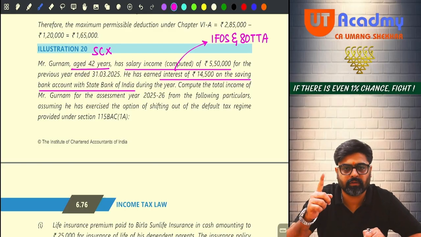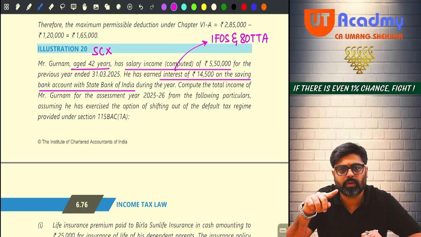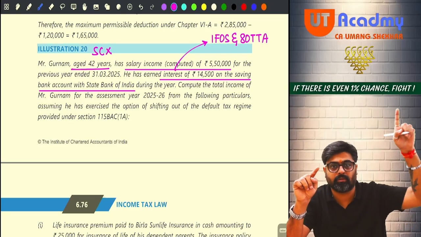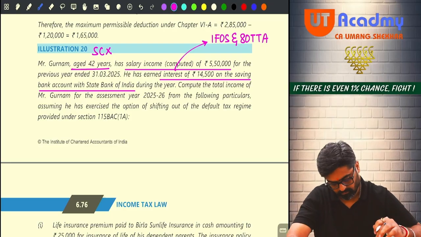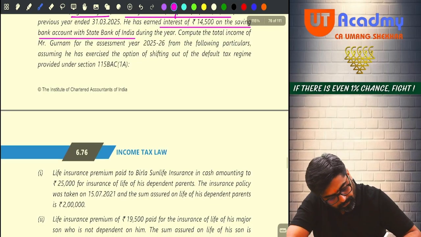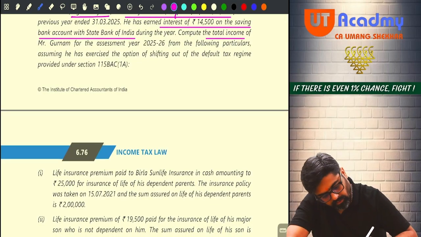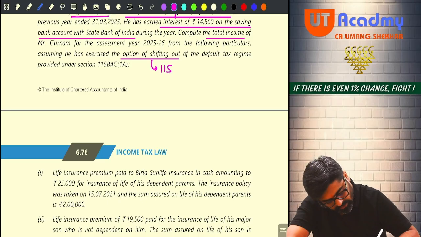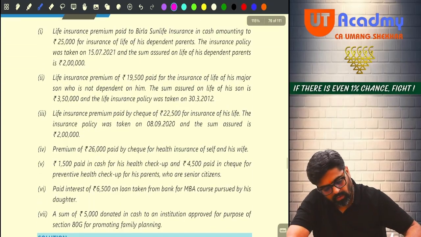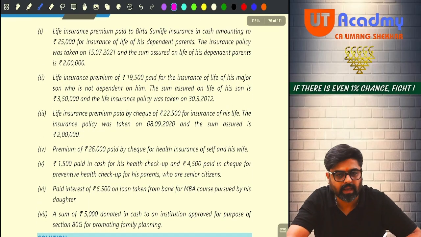Why TTA? Because it is a savings deposit account and interest up to 10,000 can be claimed under 80TTA. If you would have been a senior citizen, then this interest, FD interest, all interest under 80TTB up to maximum 50,000. Yes or no? Compute the total income from the following particulars, assuming he has exercised the option of shifting out, meaning 115BAC not followed. Okay. Now, life insurance premium paid to Birla Sun Life in cash.